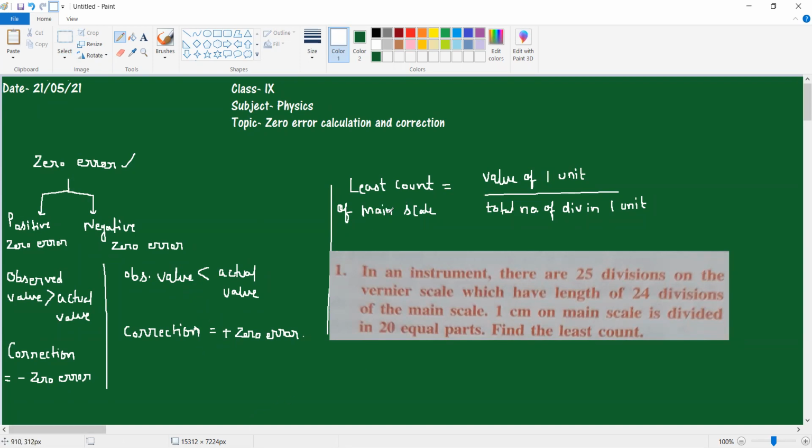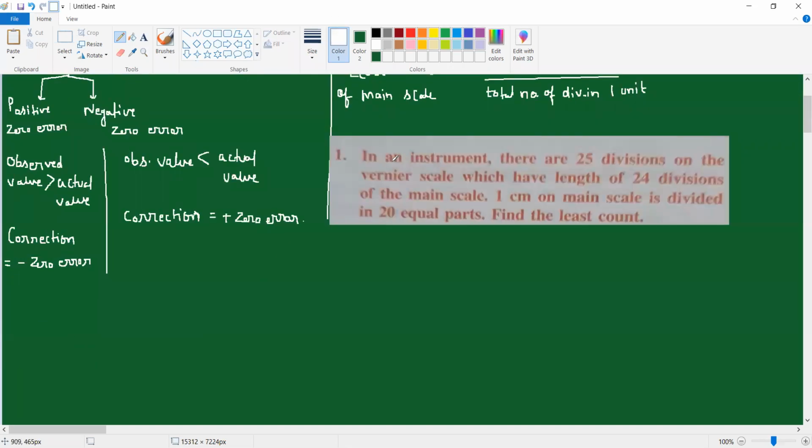So least count, in simplified terms: suppose we have to calculate the least count of the main scale. We write the value of 1 unit on the main scale and divide it by the total number of divisions in 1 unit of the main scale. This is example number 1 of your book. In an instrument, there are 25 divisions on the Vernier scale, which have 24 divisions on the main scale. Clear? 1 centimeter on the main scale is divided into 20 equal parts. So I will apply this formula to find the least count.